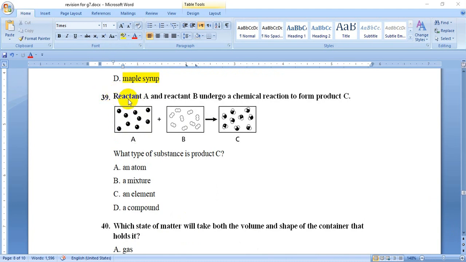Question 39. Reactant A and reactant B undergo a chemical reaction to form a product C. What type of substance is product C? Is product C an atom, a mixture, an element, or a compound? Here we have substance A, which is oxygen, and substance B, which is hydrogen. When they combine together, they make water, and water is a compound.